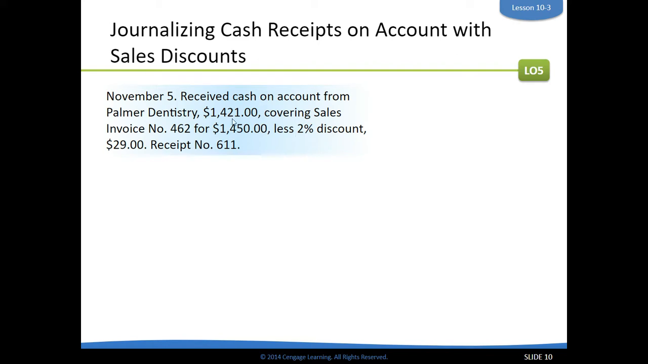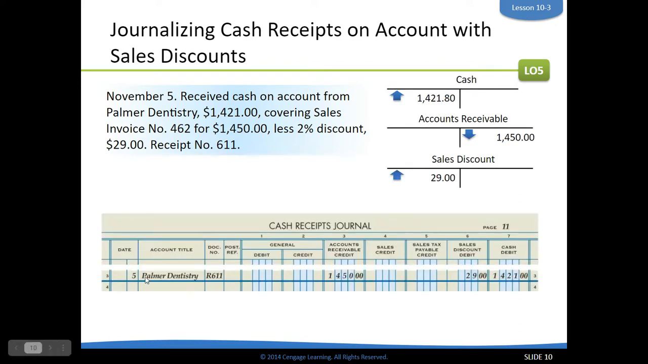So to journalize cash receipts on account with sales discount, an example would be receive cash on account from Palmer Dentistry for $1,421, covering sales invoice number 462 for $1,450. So remember, this is the amount that was previously in accounts receivable. We need to account for the discount so it doesn't look like we're still owed that $29.